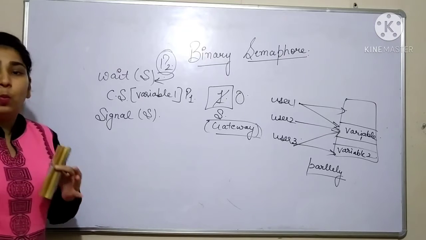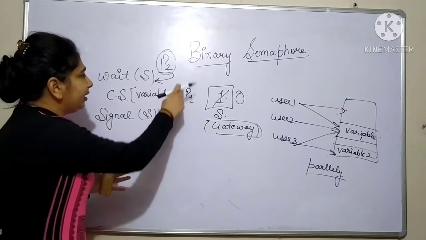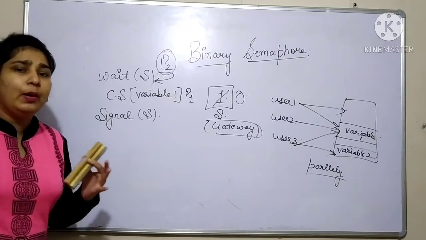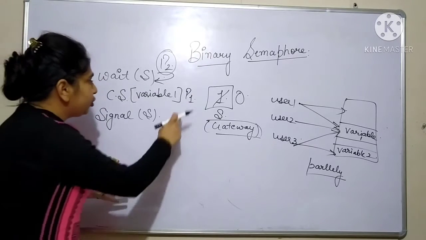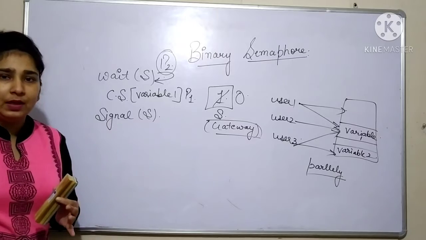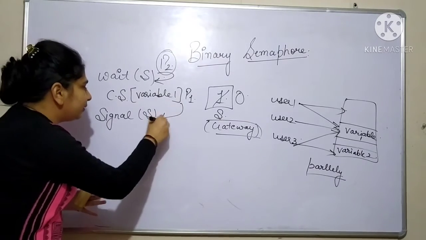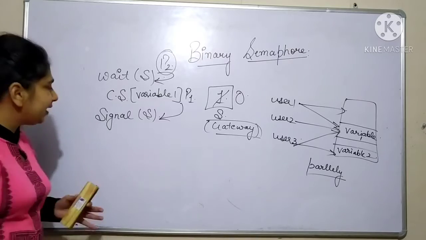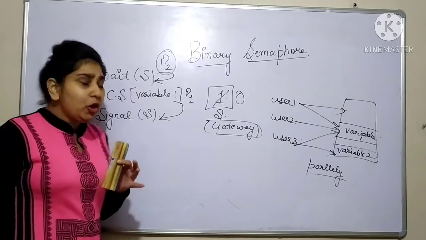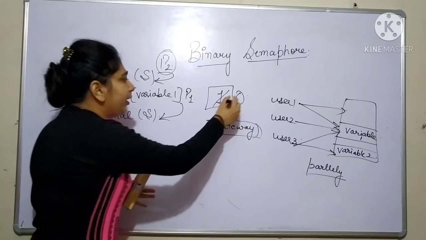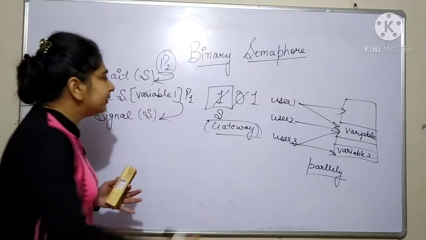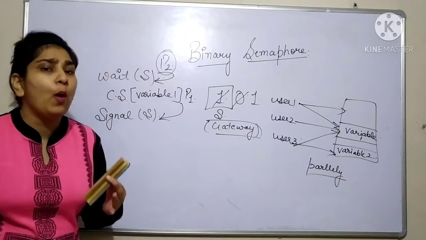Now again we are switching back to process P1. It is going to execute the signal. What is the meaning of the signal operation? Signal operation means it is going to make the value 1. It is going to convert the value from 0 to 1.